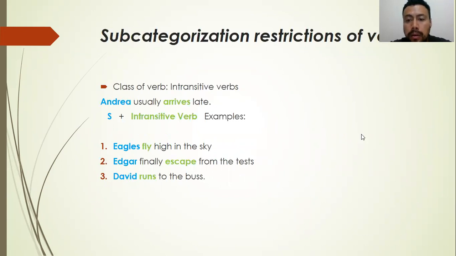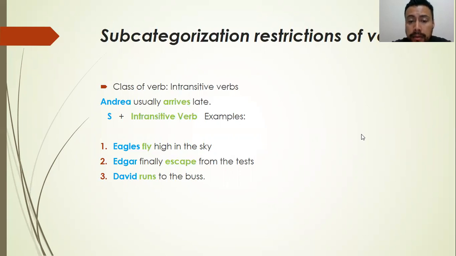So we're going to start with the subcategorization restriction of verbs. The first one is the class of intransitive verbs. The first example is, Andrea usually arrives late. So the subject is Andrea and the intransitive verb is arrives. The next example is, eagles fly high in the sky.